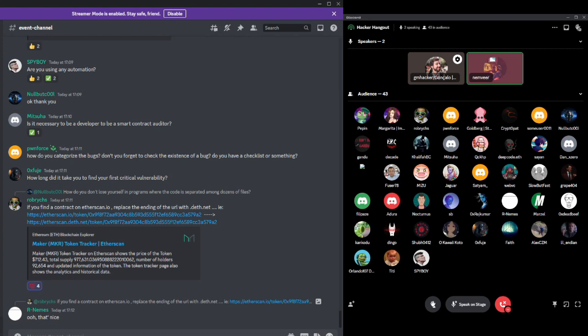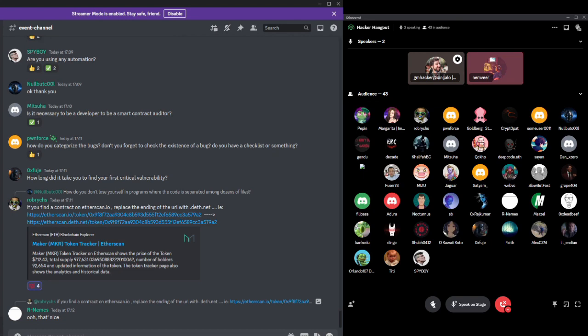Yeah, if you ask even the advanced auditors, developers or security researchers in the space, they would always say that the better the developer you are, the better the auditor you will be. So being a developer has a lot of advantages in its own way.